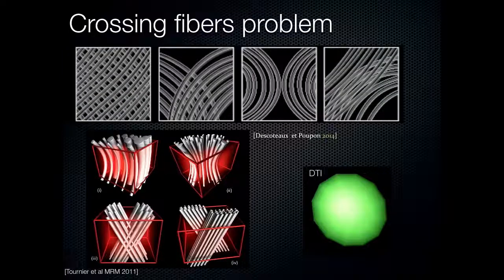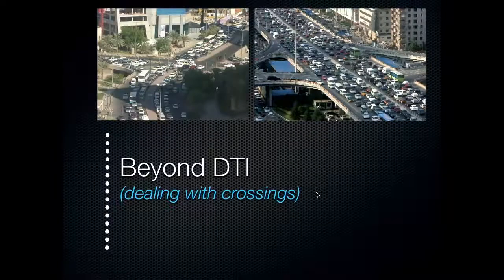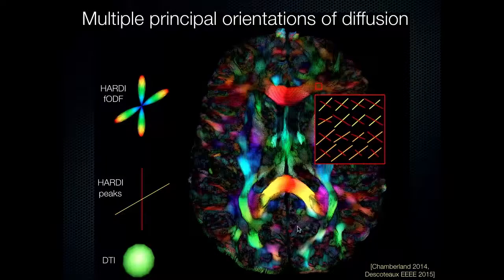So fiber populations kissing, crossing, branching, bottlenecking, dispersing within the same voxel, leading to a flat tensor profile, but where there should be multiple underlying diffusion orientations. And that's a huge problem. Essentially, what I'm saying here is tractography should not be used with a diffusion tensor or the principal eigenvector of the diffusion tensor. So we need to go beyond DTI and be able to handle crossing configurations.